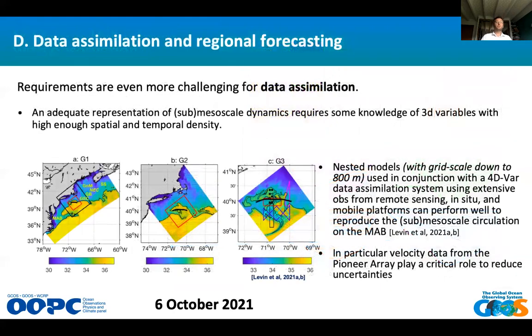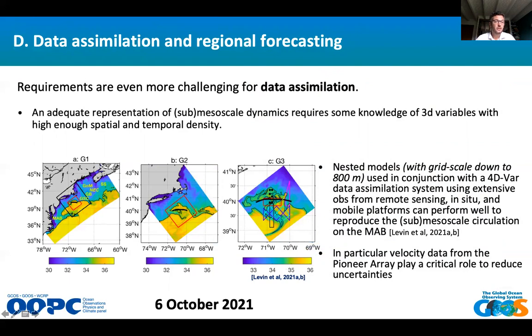So when it comes to data assimilation, everything becomes even more challenging. We have barely enough data to compute long-time statistics on sub-mesoscale processes. So getting enough 3D data and resolving the time and spatial scales involved is even more complicated. There is a nice example shown here of high-resolution modeling and data assimilation on the Mid-Atlantic Bight at the location of the Pioneer Array, where a lot of data are available.